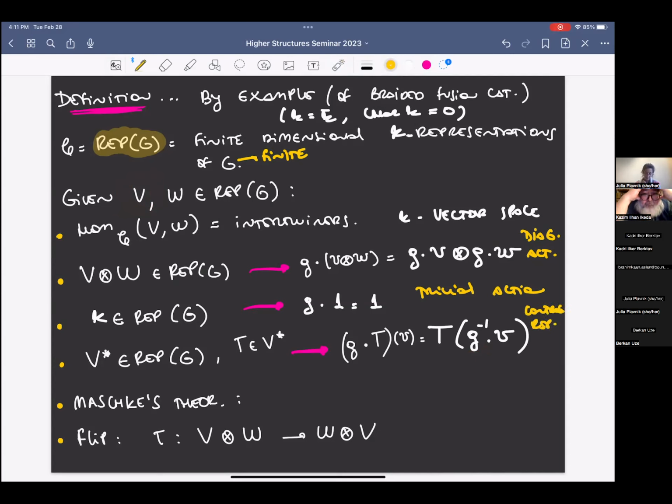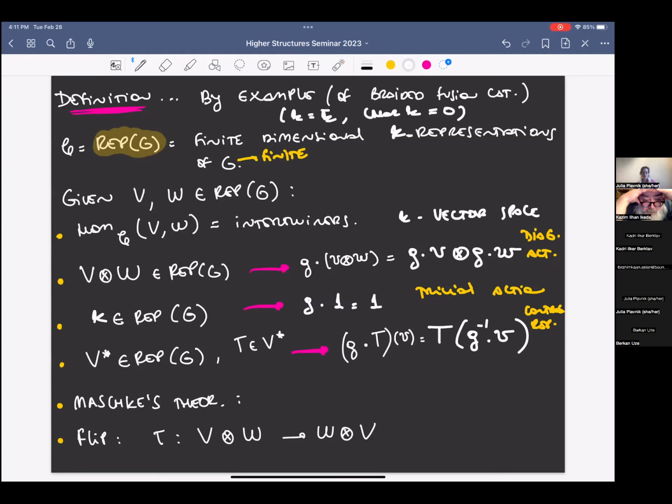For people who may be familiar with Hopf algebras, this can be easily generalized to Hopf algebras. Here, what gives rise to this diagonal action is the comultiplication, to the trivial action is the counit, and to the contragredient representation is the antipode. So representations of a Hopf algebra are another nice example to keep in mind.